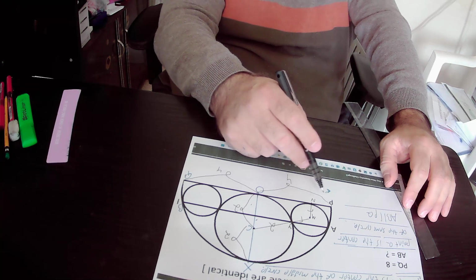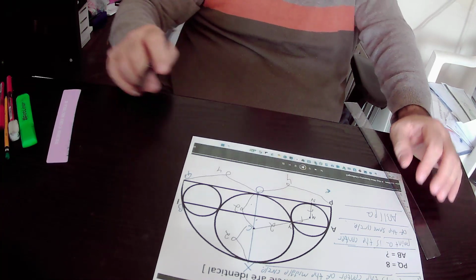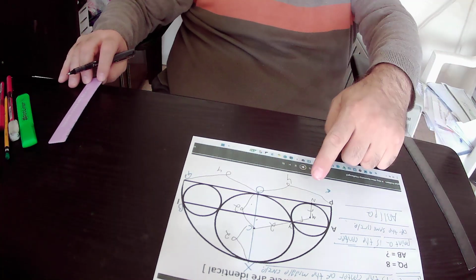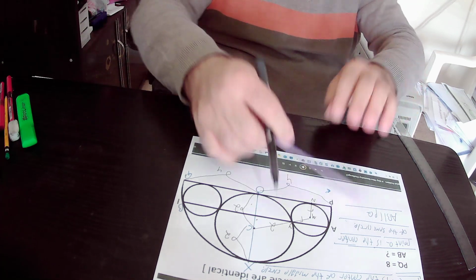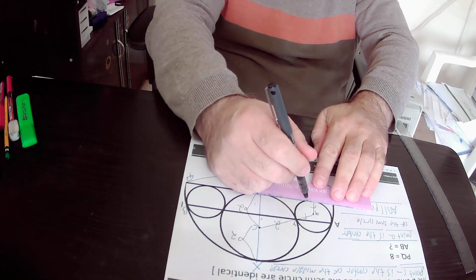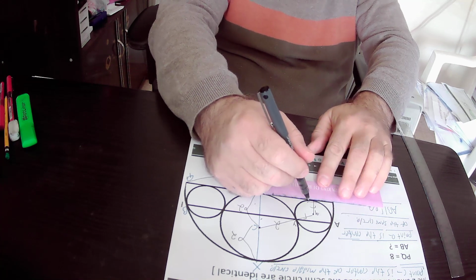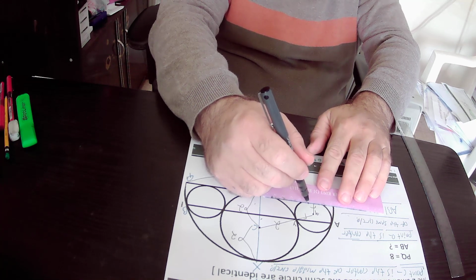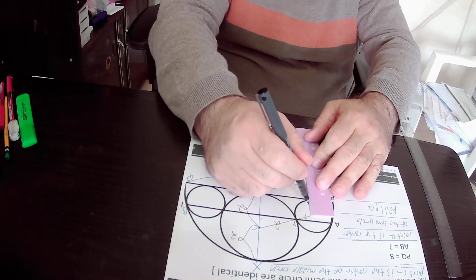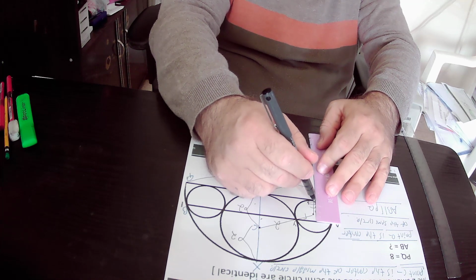Therefore, the tangent PQ will be perpendicular to this radius, that is to say this angle will be equal to 90 degrees, and this angle will be equal to 90 degrees, and this angle will also be equal to 90 degrees.